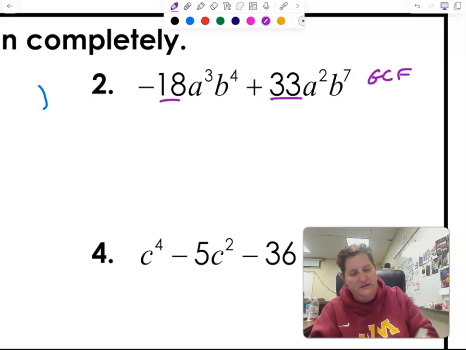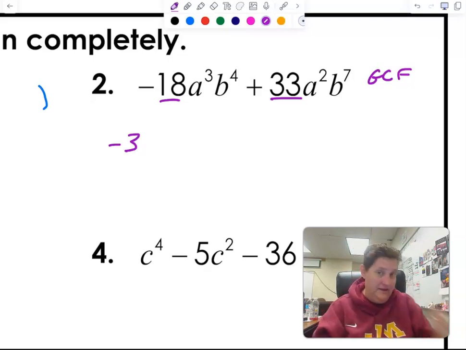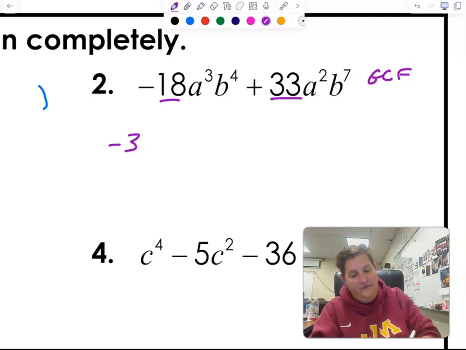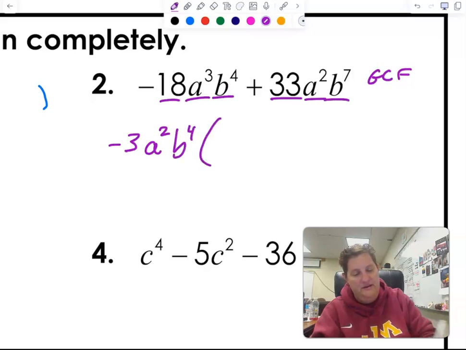Let's see, 18 and 33 can divide by 3. It's up to you. I will take out the negative if it starts with a negative, but it's up to you guys, okay? And then for a to the third and a squared, I could take out an a squared. And b to the fourth and b to the 7, I could take out a b to the fourth. Okay, negative 18 divided by negative 3 is 6. A to the third, take out a squared is a, and I took out all the b's.